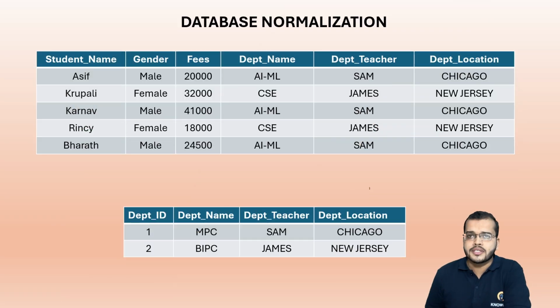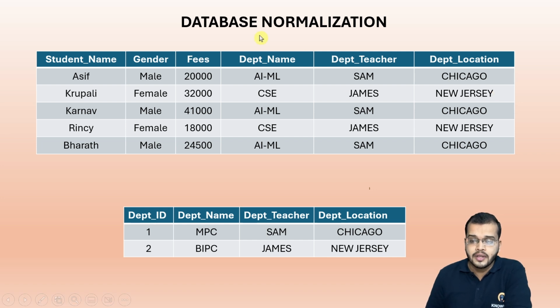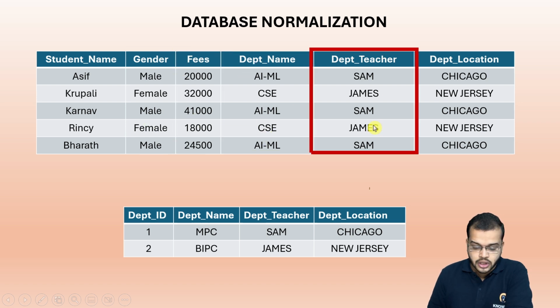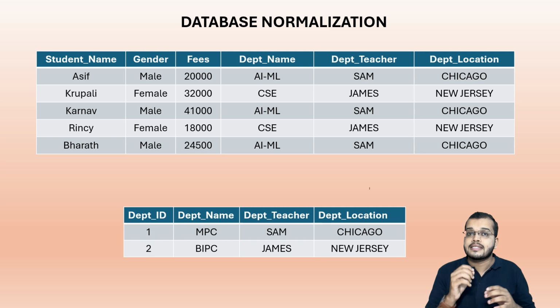So my dear viewers, here I have data which consists of students' information and which department they belong to. If we carefully observe, we have a student name column, gender column, fees column, department name column, department teacher column and department location column. The students belong to the same university and the teachers also belong to the same university.